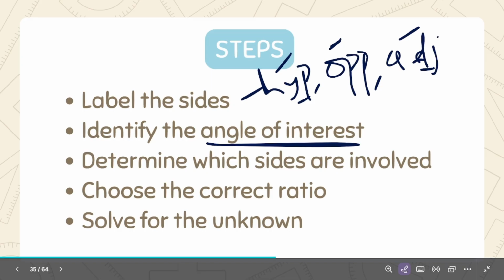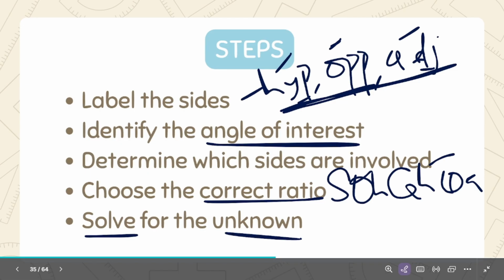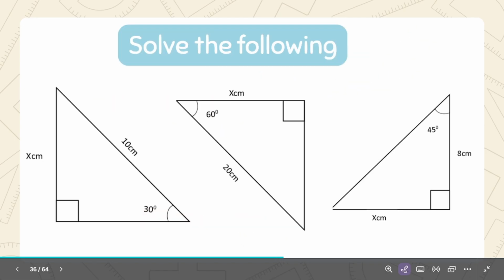Then next, you need to know the correct ratio to use. And the ratio is gotten from SOHCAHTOA. So you need to know which of these ratios to use based on the given sides. Then lastly, you solve for the unknown. So now let's get into it.